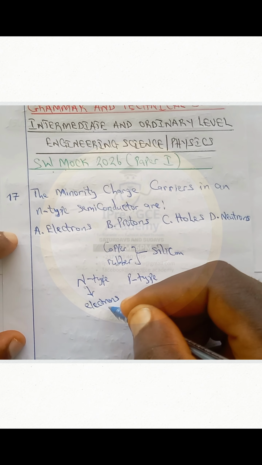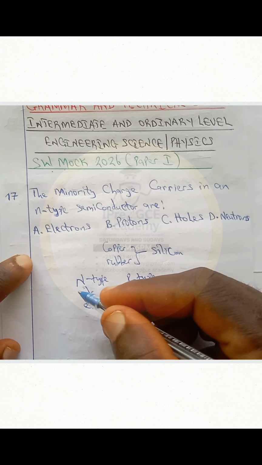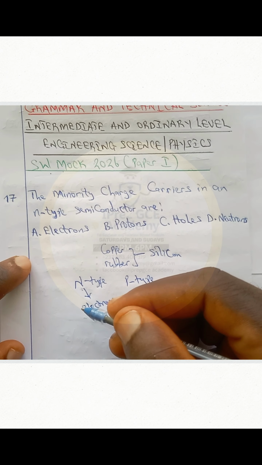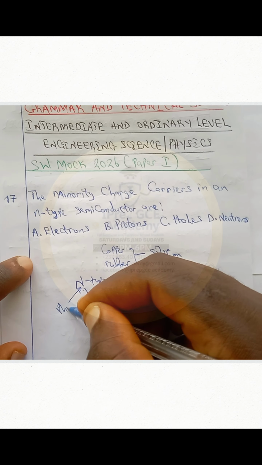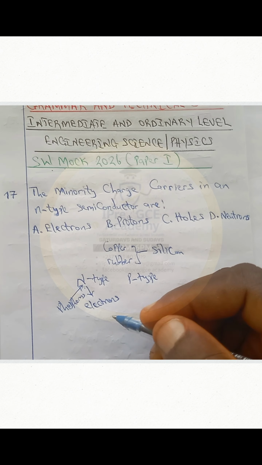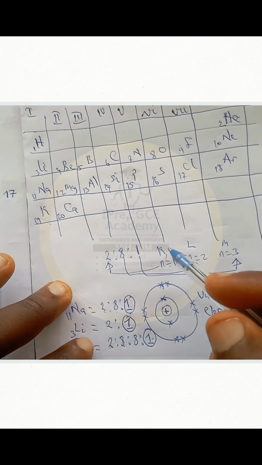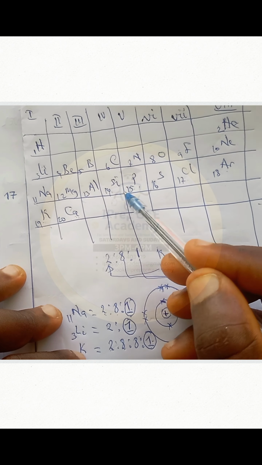We've added extra electrons. How did we do this? If we added atoms of a material that have more electrons, for example, we can add phosphorus. So if you look at the periodic table, you will see that phosphorus has more electrons than silicon. Look at this table here, you can see for yourself. Phosphorus has more electrons than silicon, one more than silicon.